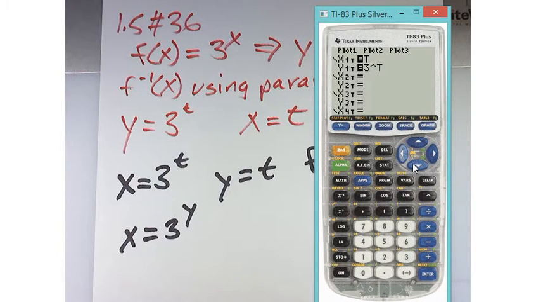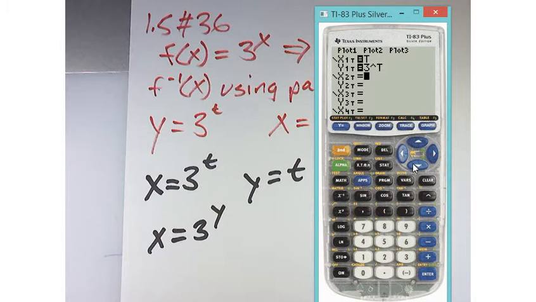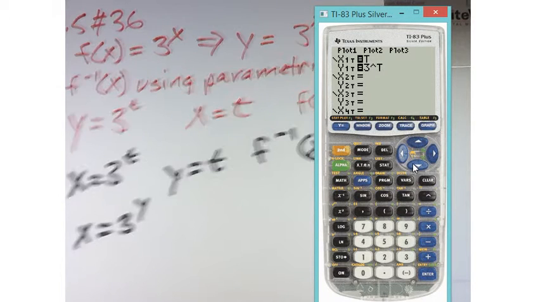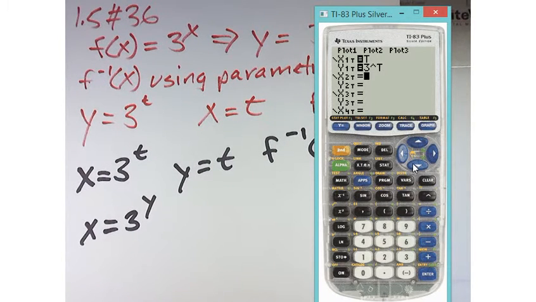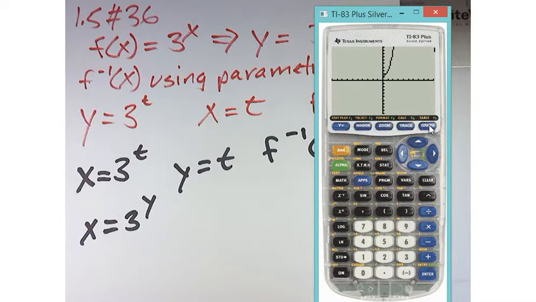Now my inverse function should be x equals 3 to the t, I'm sorry, I said that wrong again. And then my y value is just t. Now if I graph that, notice that they are symmetrical, or reflected across the diagonal line.